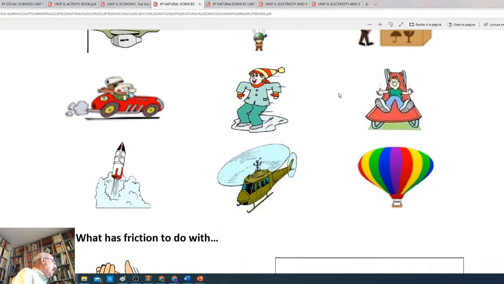So let's move to this exercise. Take a look at this boy, and the forces that are acting. One of them is in this direction. This is the force of the movement of the boy, and friction is acting in the opposite direction. Okay, very good.